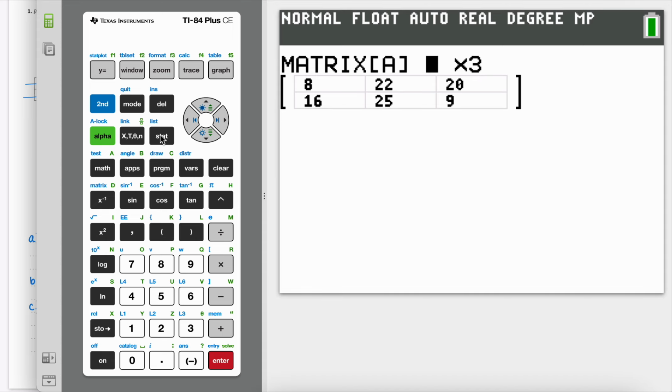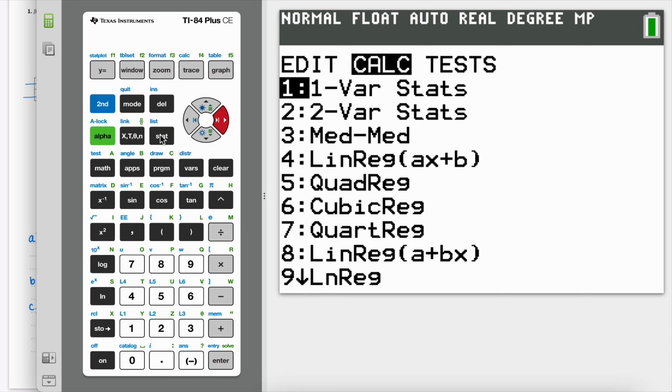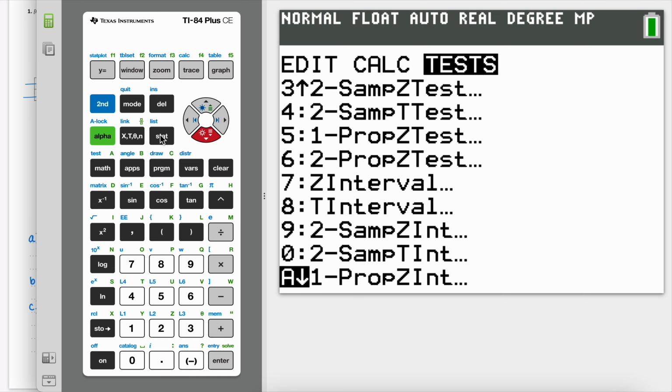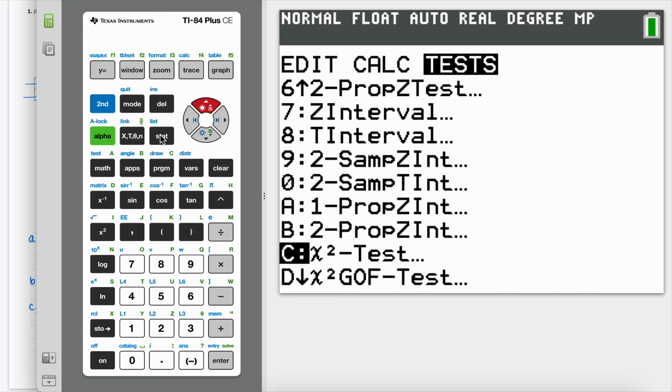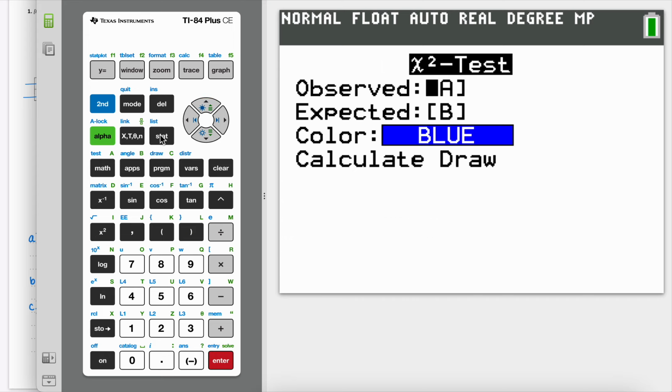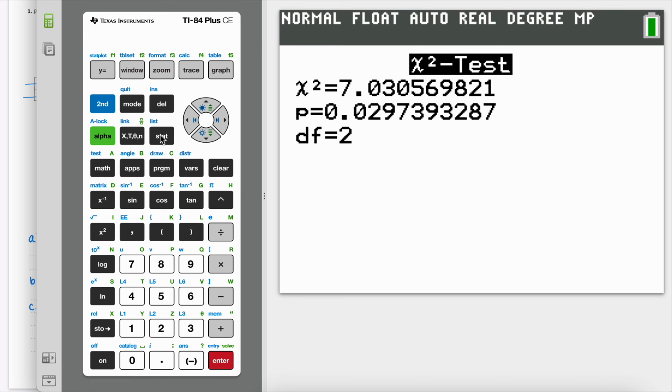We can now go to stats and tests, and then we're looking for the chi-squared test of independence. The observed matrix is A, that's where I just typed it into. This can be anything, it's what it's preset to be, and that's fine. And then we can calculate. And you can see there that the p-value is 0.0297 to 3 significant figures.